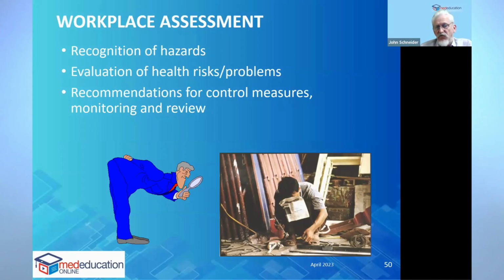Recognising the hazards, but also doing an evaluation of the risks. As we said before, is there exposure? If there's exposure, what's the concentration, or how significant is the hazard, and what's the probability of the risks? If there's no exposure, there's no risk, even though there may be a significant hazard that people are involved with. And the other thing, of course, is recommendations for control measures and monitoring and review.